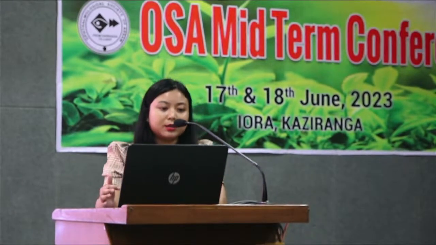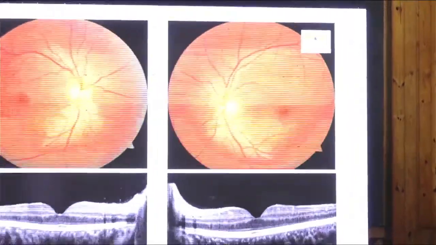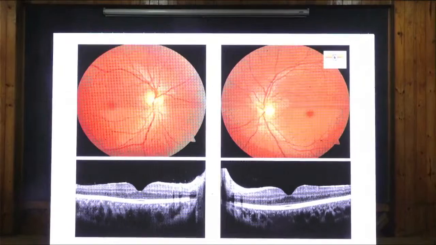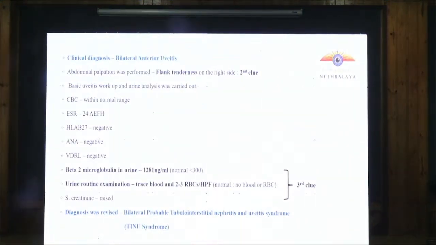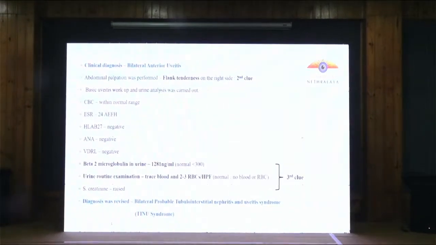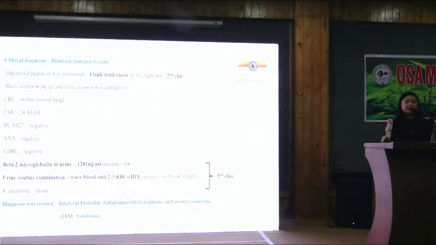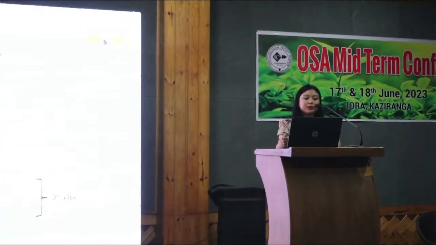So then this is a picture of the fundus. We can see that the media is clear, and disc, vessels, macula all appear normal. The HR OCT is normal, foveal contour is intact, so there was no evidence of intermediate or posterior uveitis. Hence, based on our clinical findings, we came to the diagnosis of bilateral anterior uveitis. But since the patient complained of abdominal pain, we conducted an abdominal palpation and found that there was flank tenderness, more on the right side. This was our second clue.